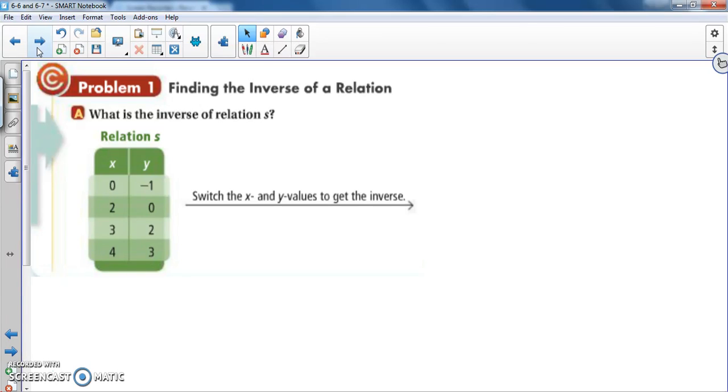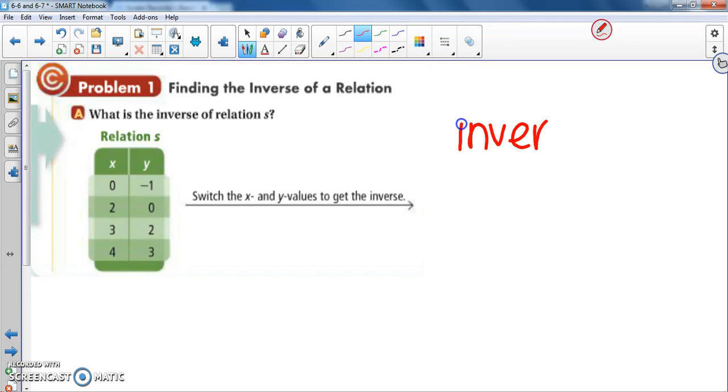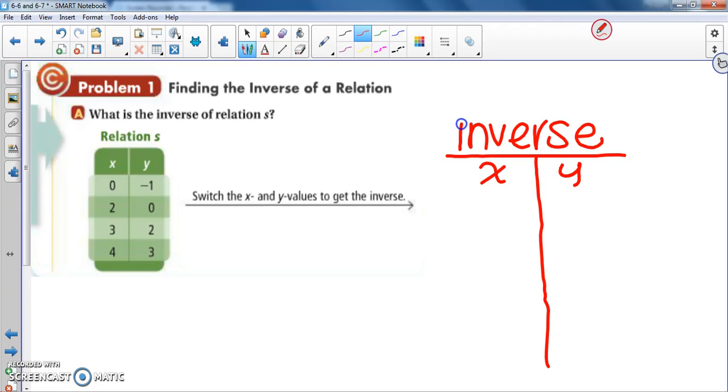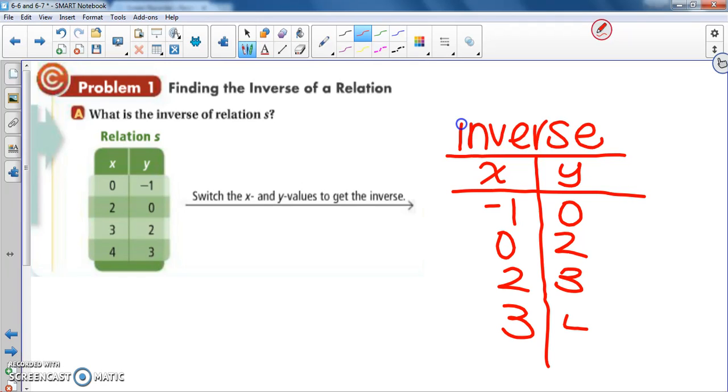So, problem 1, finding the inverse of a relation. If we have relation S, we need to find the inverse of relation S. So the inverse is going to be when we switch the x and y values. So in our inverse, instead of (0, -1), we are now going to have (-1, 0), (0, 2), (2, 3), and (3, 4).